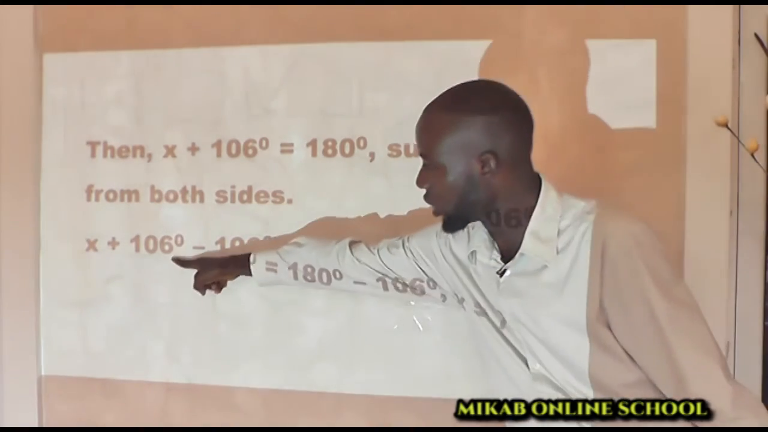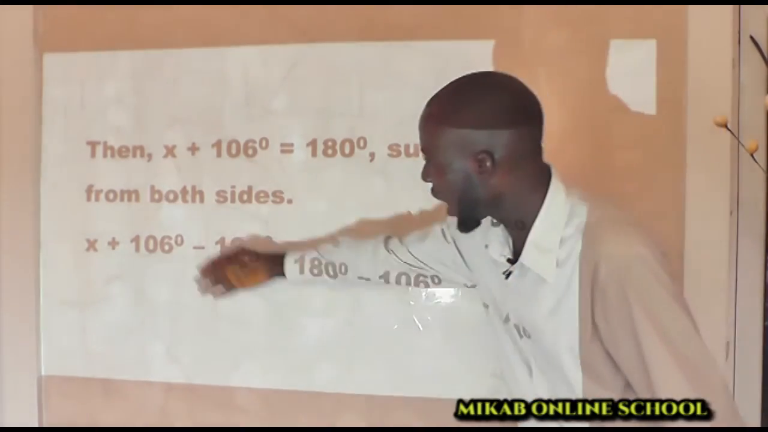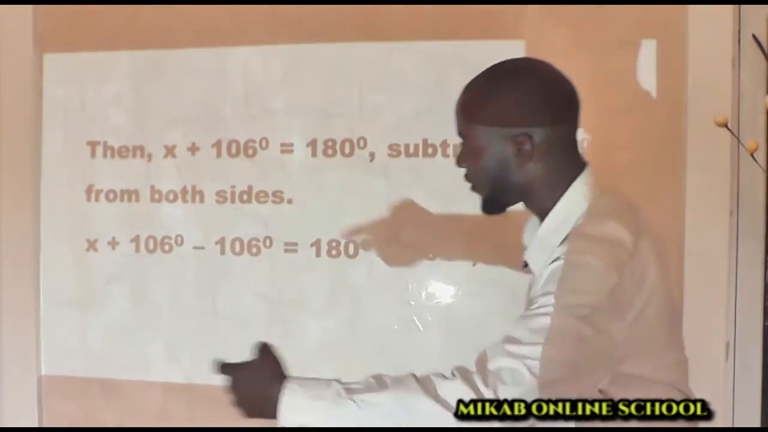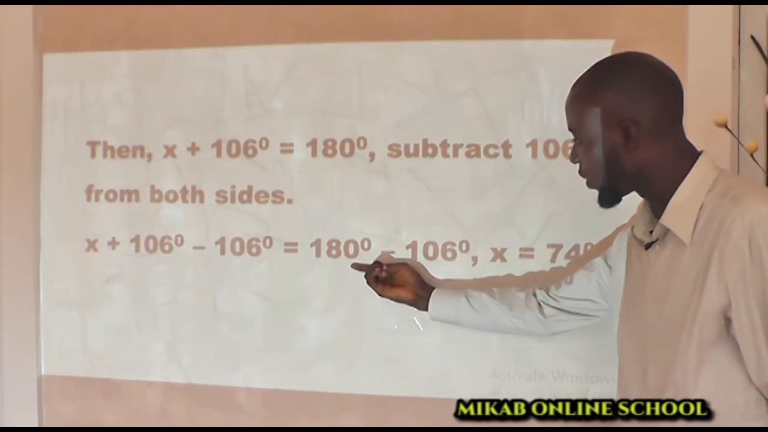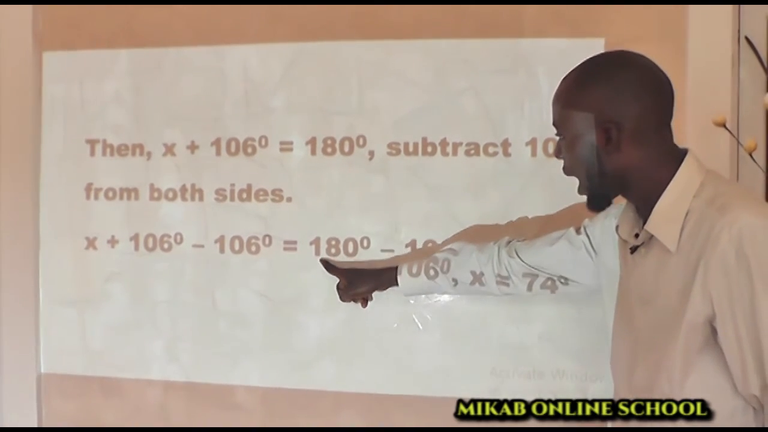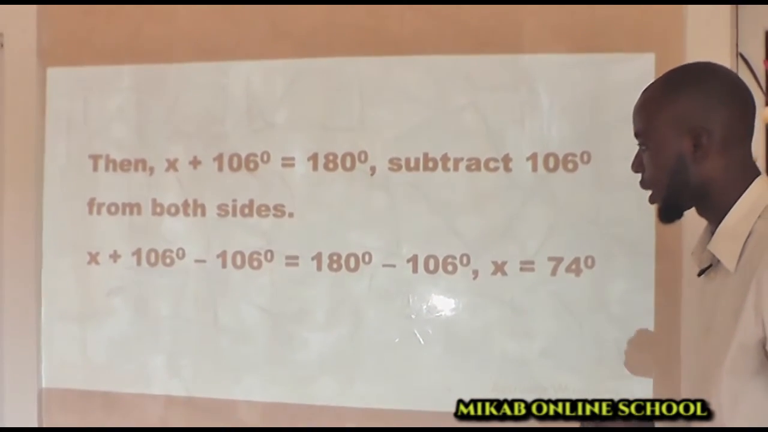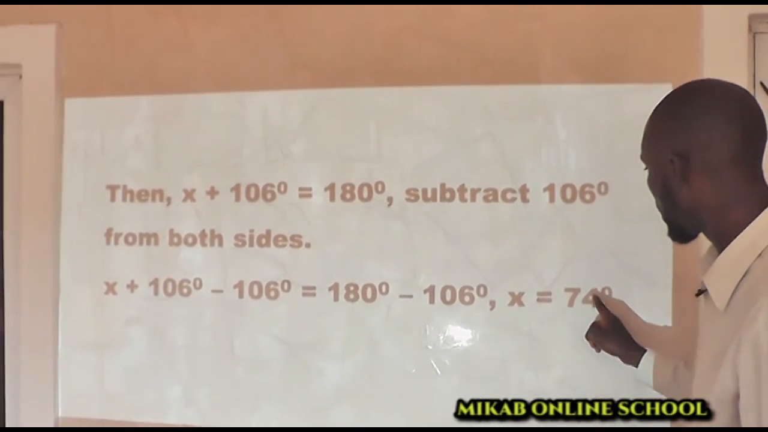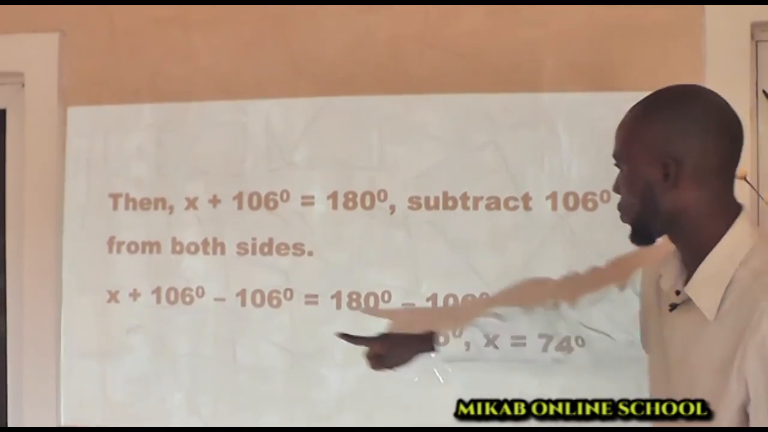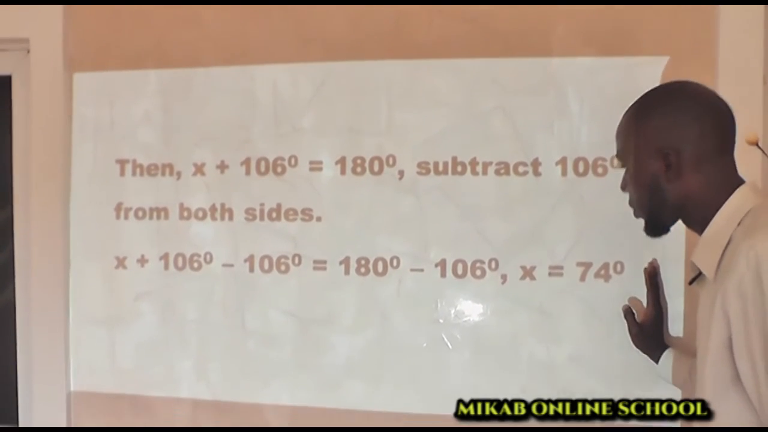And 106 minus 106 will give us 0. We are left with X at the left hand side. And in the case of this right hand side, we have 180 degrees minus 106 degrees. And if we subtract this one from here, we are going to have 74 degrees. That is why X equals 74 degrees.